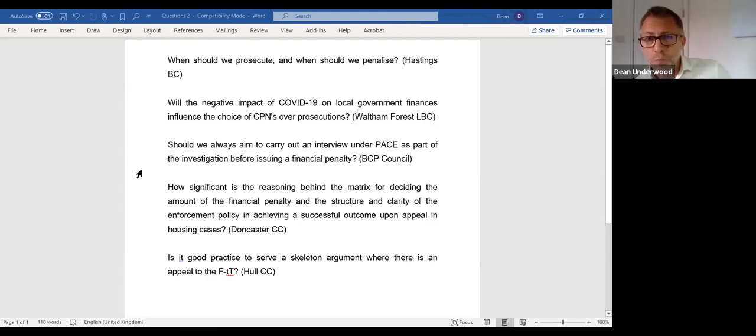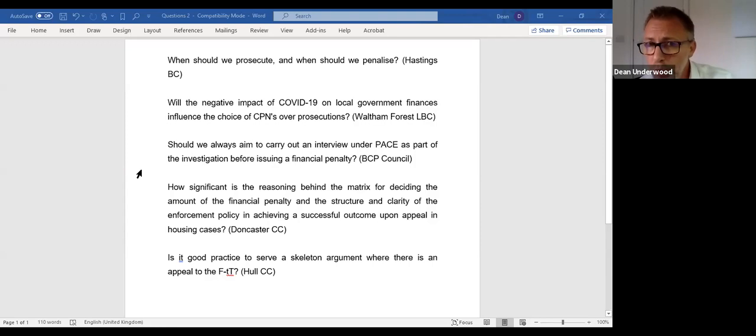The second question from Waltham Forest: will the negative impact of COVID-19 on local government finances influence the choice of CPNs over prosecutions? Well, I think that probably touches upon the answer I've just given, that it ought not to. Although local housing authorities can and are entitled to keep the proceeds of financial penalties, that ought not to be a factor that weighs in the balance when deciding whether to prosecute or penalise. Again, that should be assessed according to the seriousness of each case and on the facts of each case.